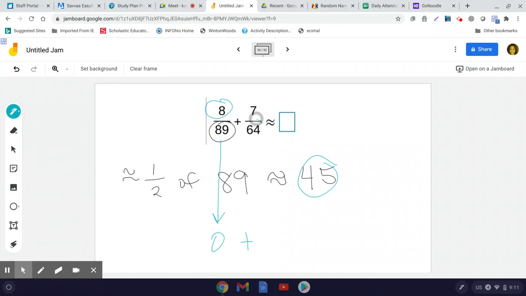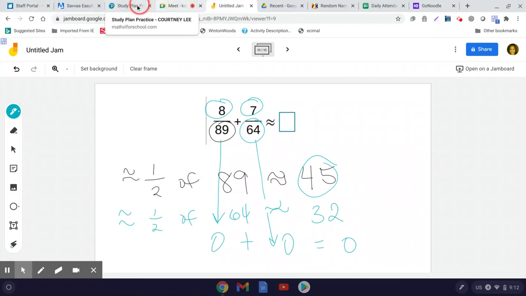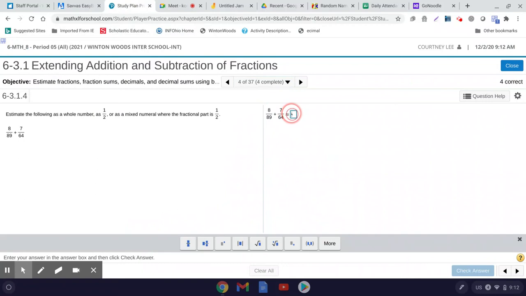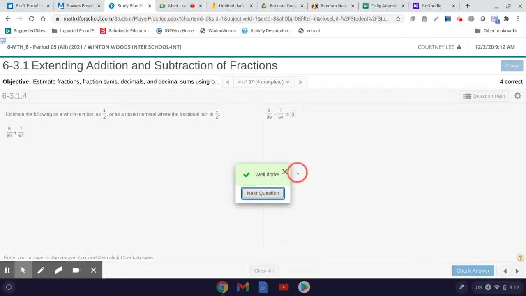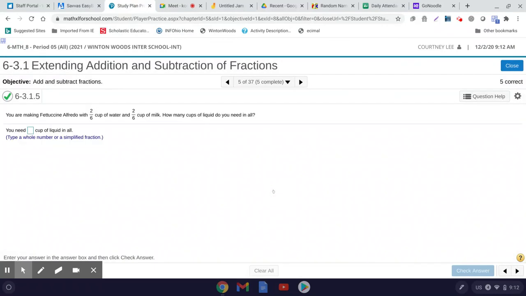Now let's look at the next denominator, 64. So what is about half of 64? It is about 32. Is 7 anywhere close to 32? No. So I'm going to estimate that close to 0. So the sum, I'm going to estimate that is close to 0 as my estimate. Well done. All right, we have completed together all 4 of the practice problems.